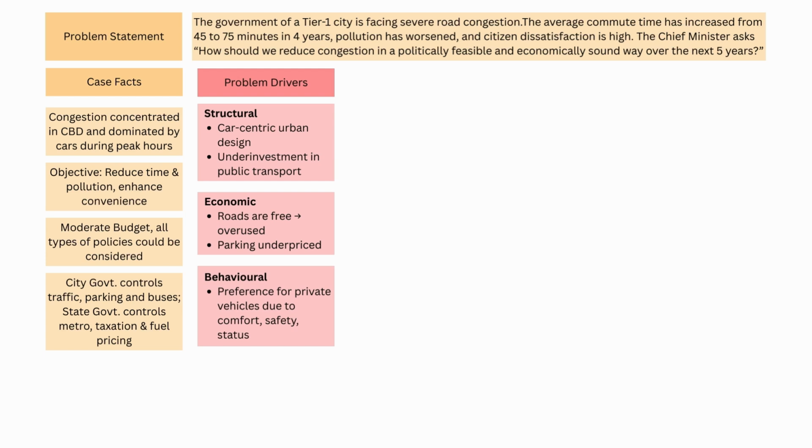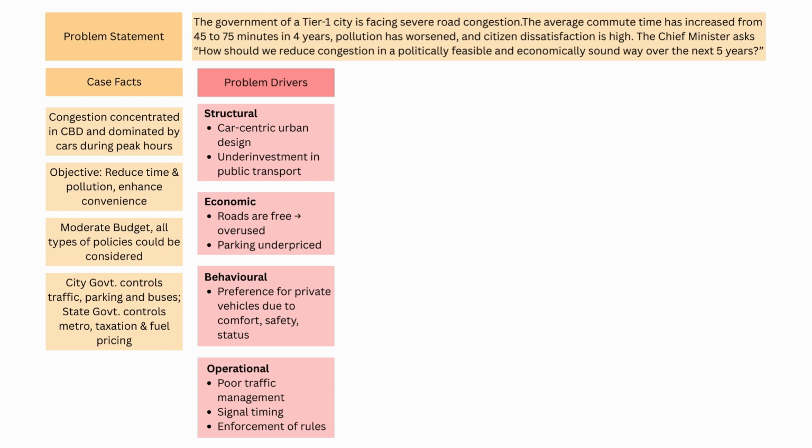Behaviorally, people prefer private vehicles because they offer comfort, perceived safety, and social status. Even if public transport exists, people won't switch unless it clearly feels better. Operationally, traffic systems are inefficient. Signal timing is poor, enforcement is weak, and traffic management is often reactive instead of data driven.